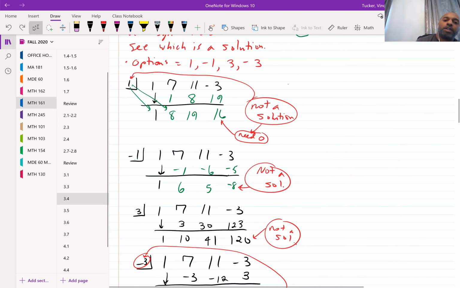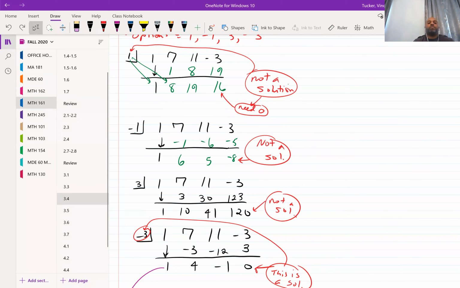So we follow the same procedure for the next 2. And we'll see for +3, we end up getting 120. So that doesn't work for us. But then for that last one, we get 0 as our remainder. So that lets us know that that is a solution. I'll give you a chance to write that down for those who are doing so. So it ended up being the last one that we had, ended up being a solution.